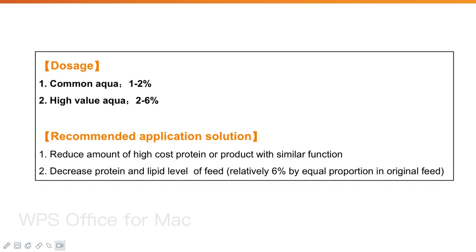Based on the research and application of Fortide, we give a recommendation of the dosage and application. The recommended dosage for common aqua is 1 to 2%, and the dosage for special aqua is 2 to 6%. And there are two recommended applications. One is to reduce the use of high-quality protein raw material or similar functional products, and the other is to reduce the level of protein and fat in feed. For the dosage and usage of Fortide for specified species, our technical department will formulate the corresponding solution according to the needs of the customers.